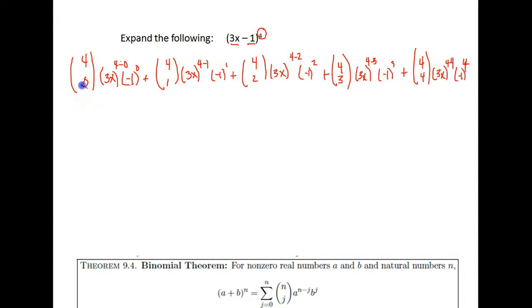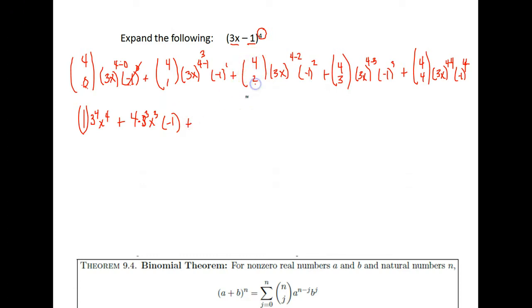Let's calculate each of these. So 4 combination with 0 just gives me 1. Times, now one thing you want to be careful of, notice this is 3x to the 4th power. That means 3 to the 4th power, x to the 4th power. Since there's no addition in the middle there, we can just distribute that exponent. -1 to the 0 power is just 1. Here, 4 combination 1 just gives me 4, and then I have 3x to the third power, since 4 minus 1 is 3, so that is 3 to the third power and x to the third power. On the end here, -1 to the first power is -1.